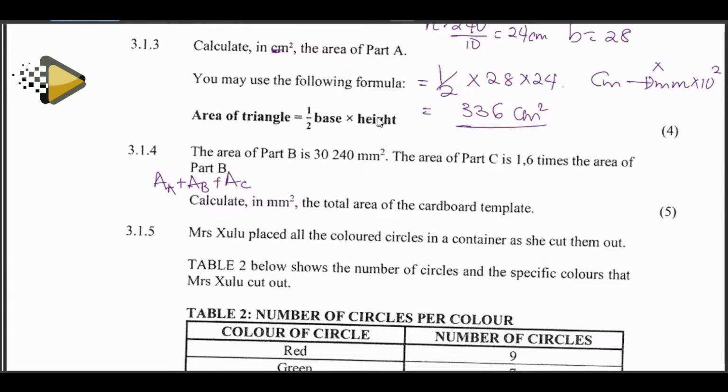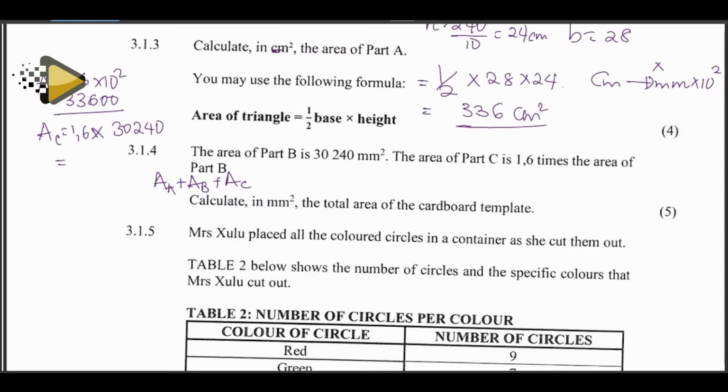So we need to change the area of A. Now area of A becomes 336 times 10 to the power of 2, which is 100, and you get this much. This is A. Then you have to look for area of C, which is 1.6 times the area of B. And the B, they have already told you, is 30,240. So what is the area of C?